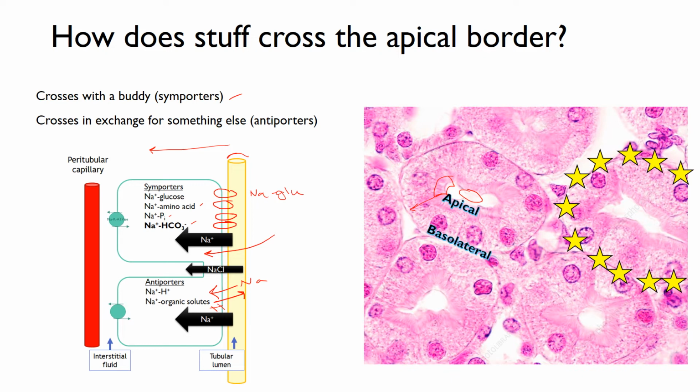There's several different kinds. But the main point is, for the most part, to get across the apical membrane, sodium or one of our other solutes is going to be reabsorbed across that membrane, either with a buddy or in exchange for something else. This slide really focused the most on sodium, but all of the other solutes like chloride, magnesium, potassium, all of that is also covered in your DSA.